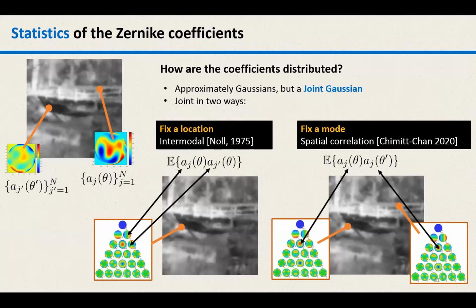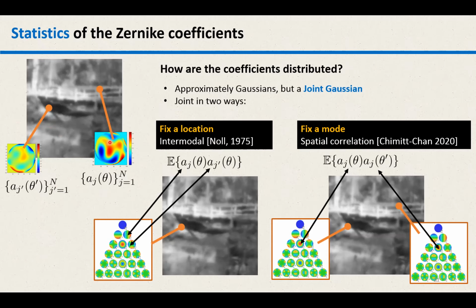So we trace back to the literature, and again, Robert Noll gave us half of the answer. The Zernike coefficients do need to have some kind of correlation, and the correlation comes in two parts. The first part is called the intermodal correlation. The other one is called the spatial correlation.